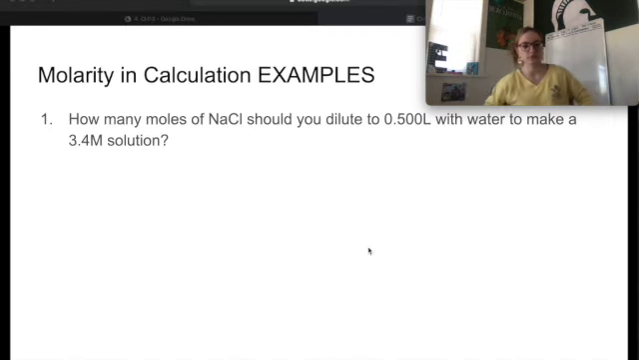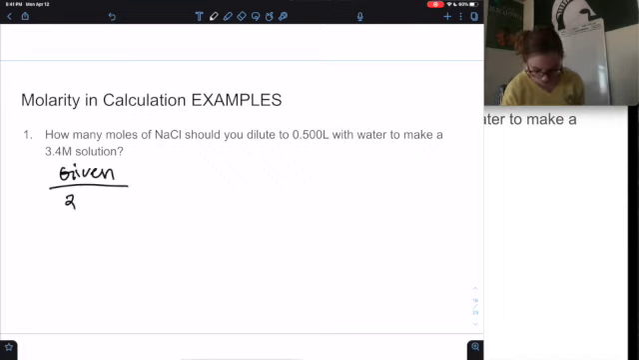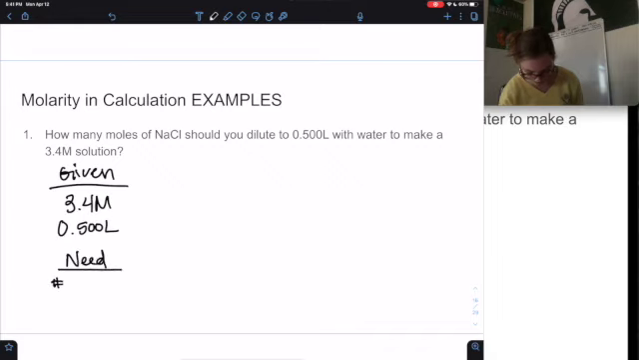So, okay, we're going to go ahead and work through the first example that you see in the molarity calculation section. So this problem says, how many moles of NaCl should you dilute to 0.500 liters with water to make a 3.4 molar solution? All right. So in this case, we are given that the molarity is 3.4 molar. We're given a volume of 0.500 liters. And what we're looking for is a number of moles.